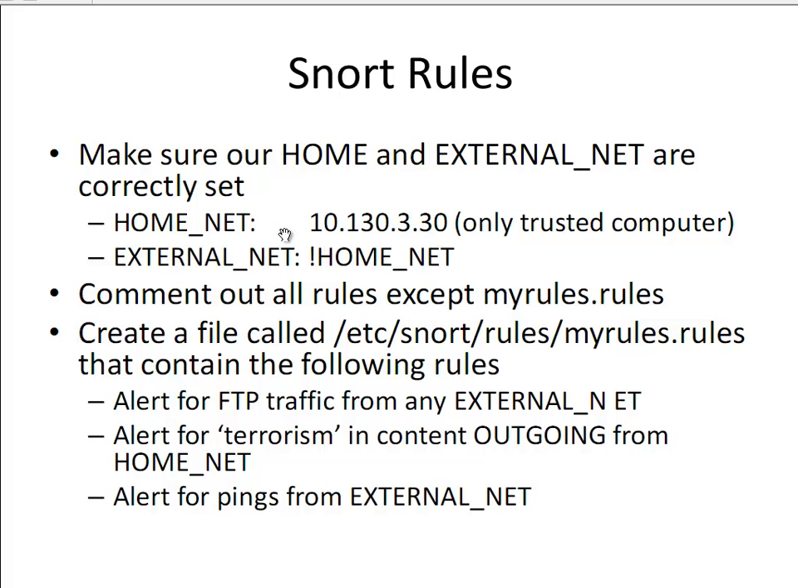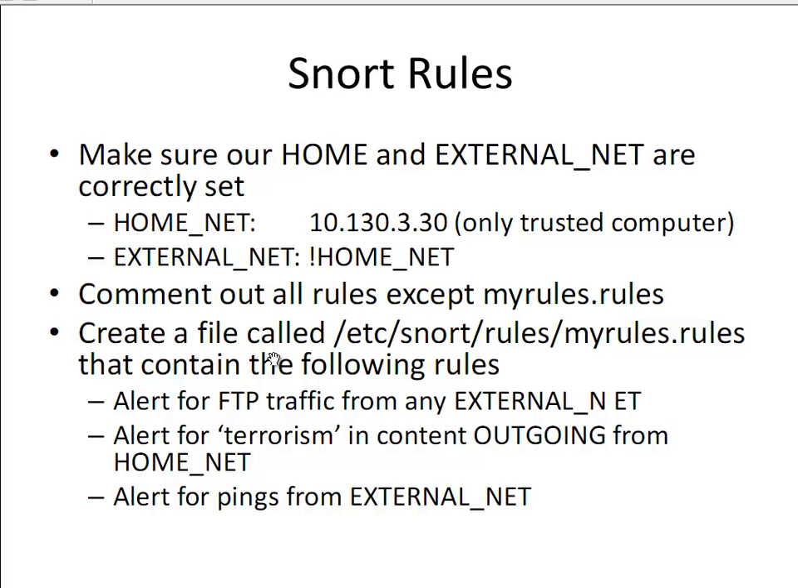And so mine happened to be natted, the home net, which is an Ubuntu 10 desktop system, to 10.130.3.30. Notice that I'm not using a subnet on here. I'm only using this as a single computer, so that's my only trusted computer. Makes things a little more fun. My external net I'm setting to anything that's not my home net. So even if it's on the same subnet, it's not going to be trusted. So we're really locking down this system.